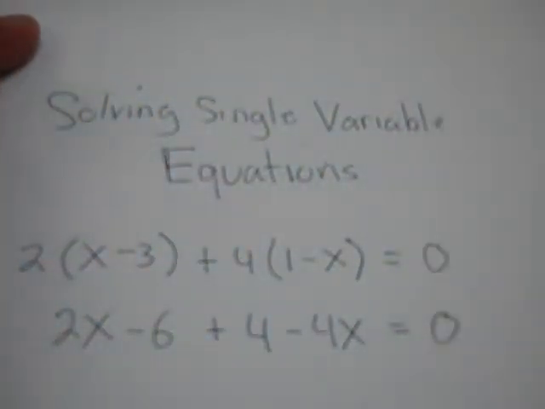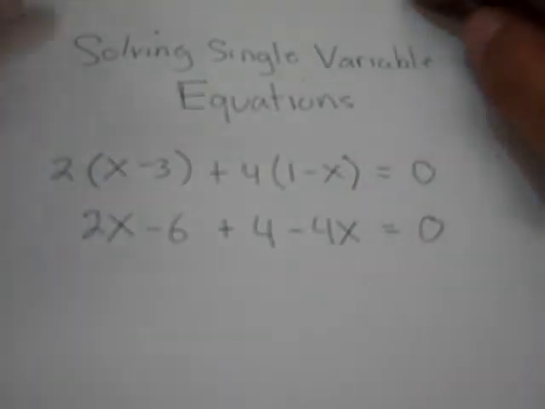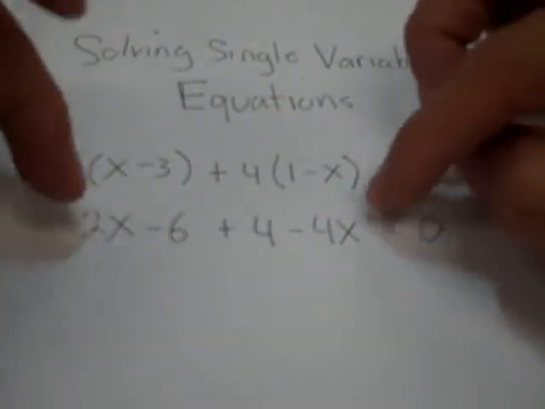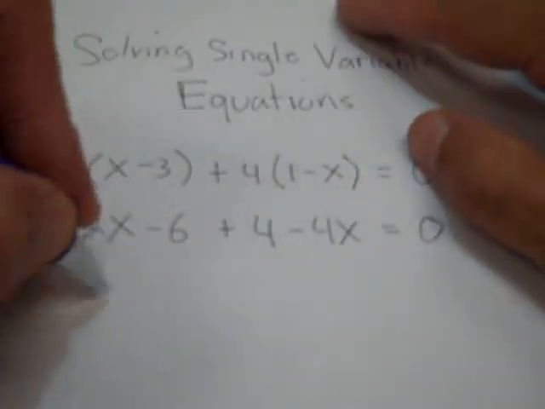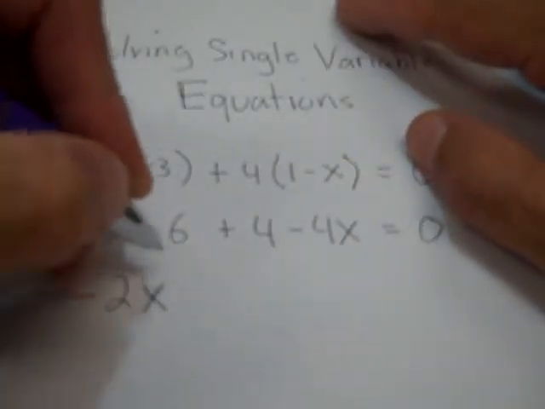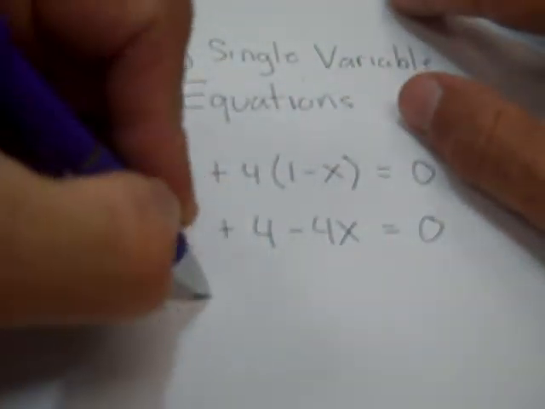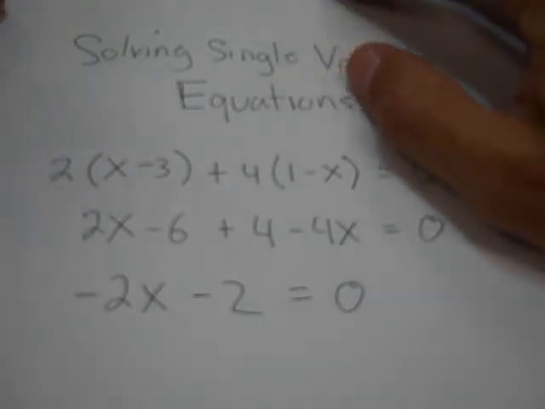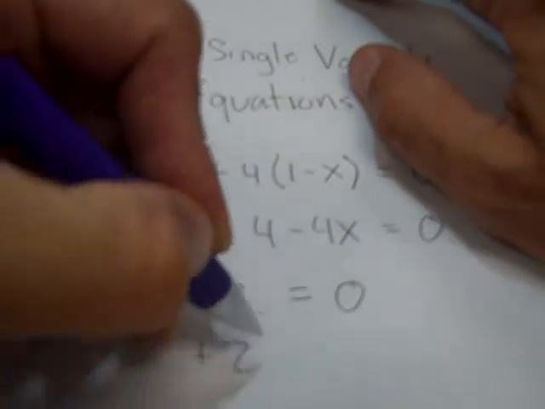Okay, so we have 4 terms on the left-hand side, and what we want to do is combine our like terms. Okay, so we're going to combine our x's, our variables, and our constants. So 2x minus 4x is negative 2x, and then negative 6 plus a positive 4 is minus 2, and that is equal to 0. Now we have a two-step equation where we're going to add 2 to both sides to solve for x.